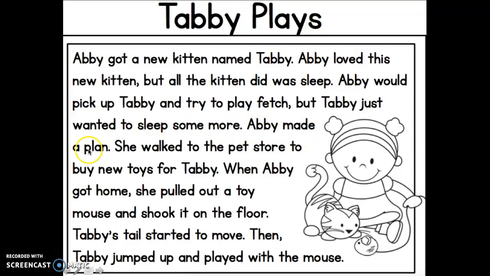Abby made a plan. She walked to the pet store to buy new toys for Tabby. When Abby got home, she pulled out a toy mouse and shook it on the floor. Tabby's tail started to move. Then Tabby jumped up and played with the mouse.